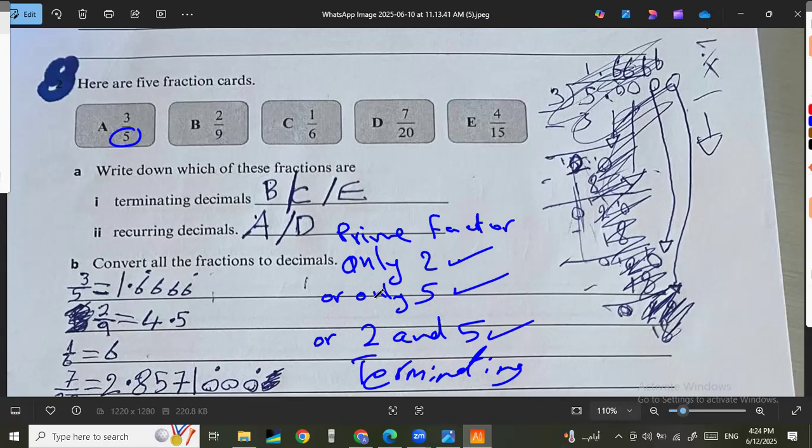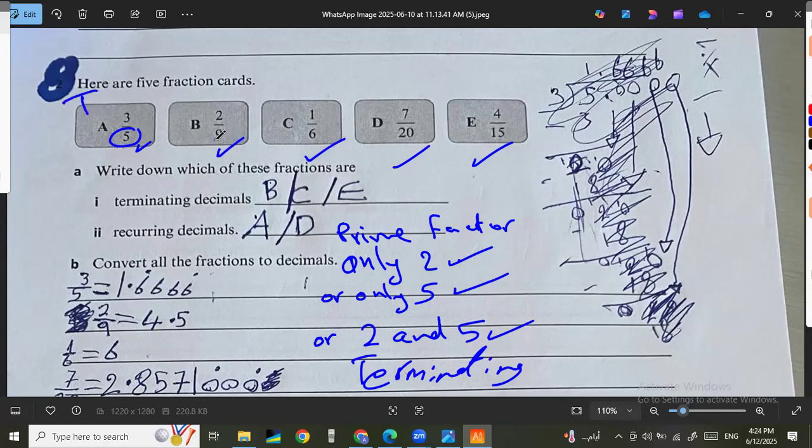But there is only one condition. You must make sure that these fractions are in the simplest form. That's the first thing that you must do. Simplest form? Yes. Simplest form, simplest form. Now test them. 5, does it have other prime factors than 2 and 5? No. Yes, it is terminating.